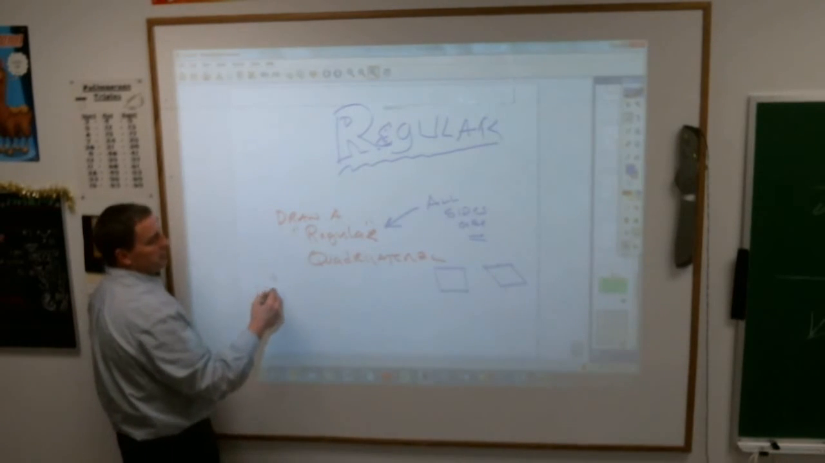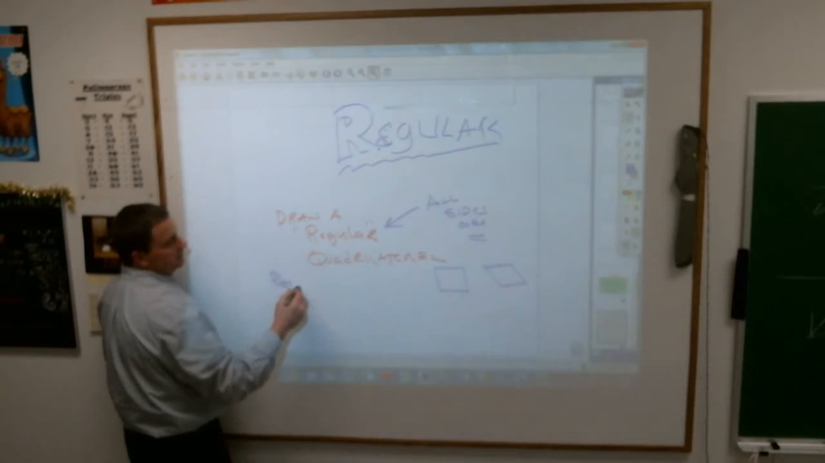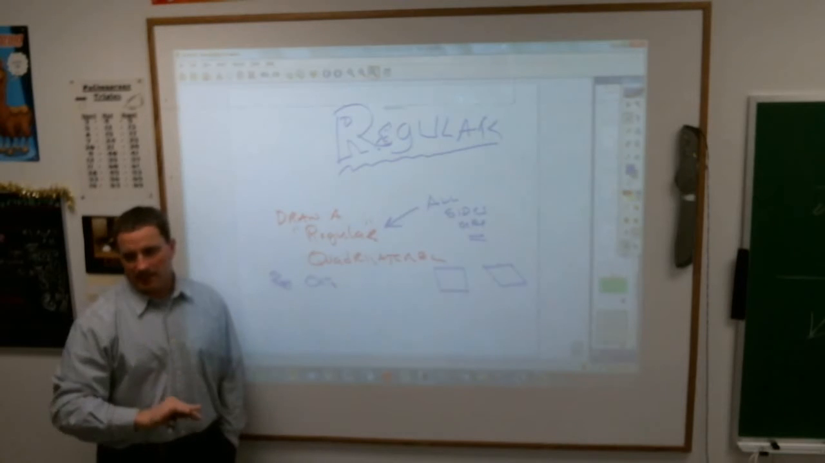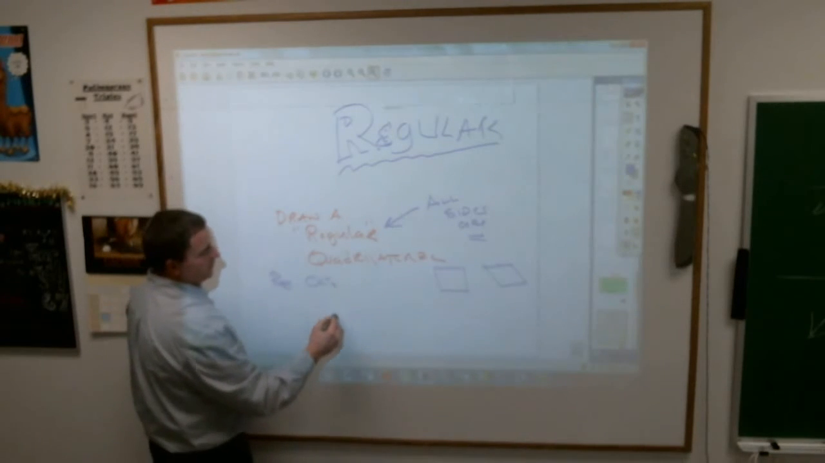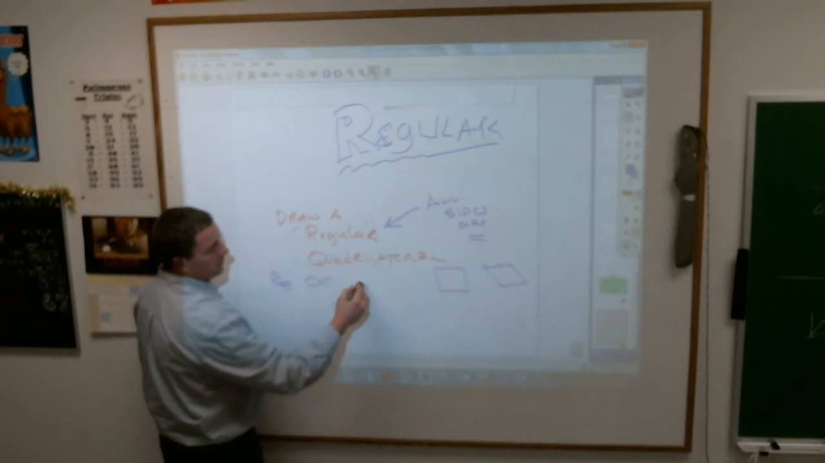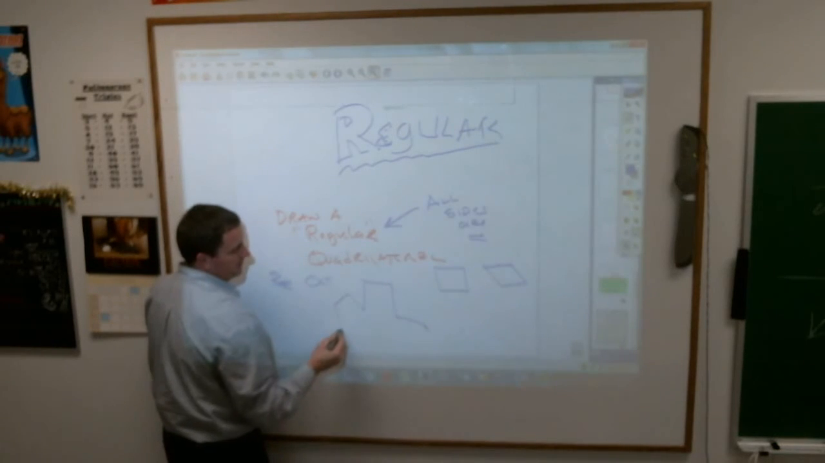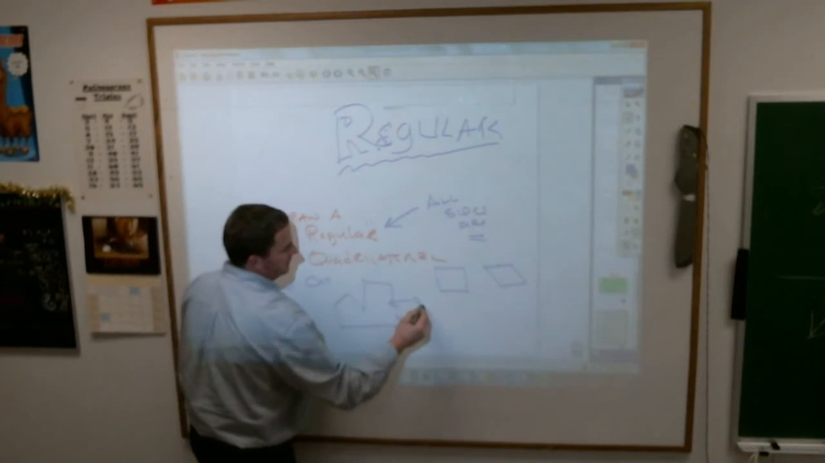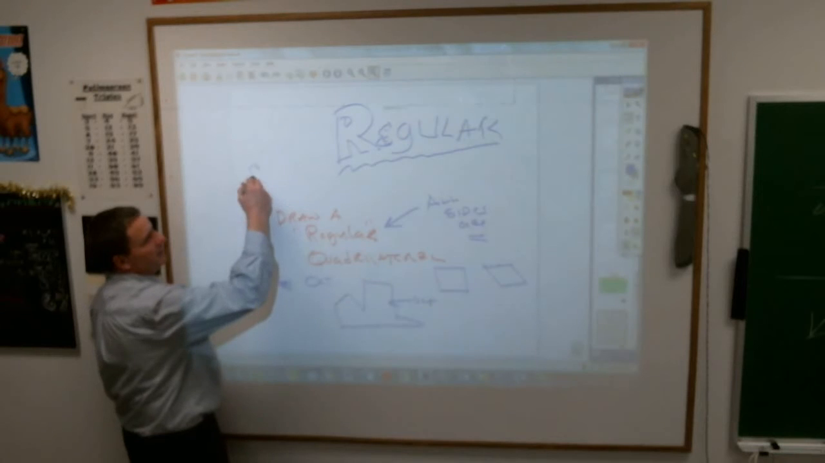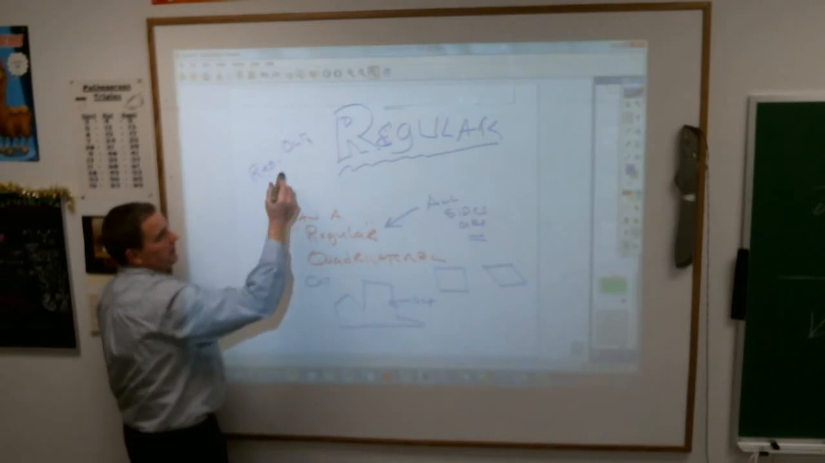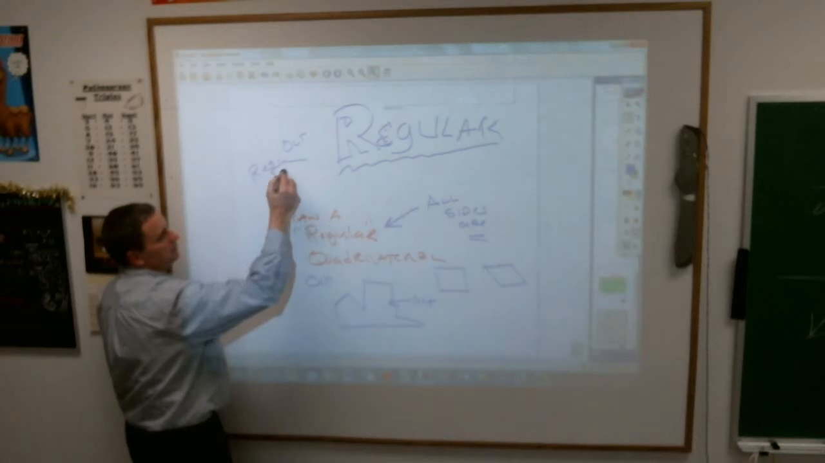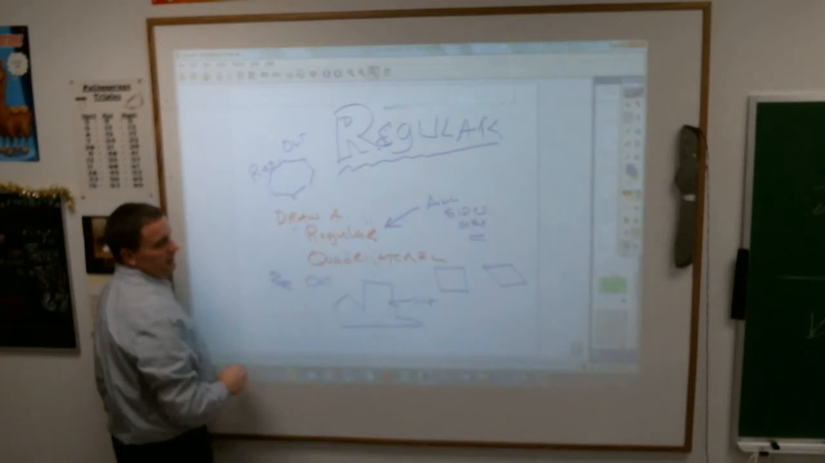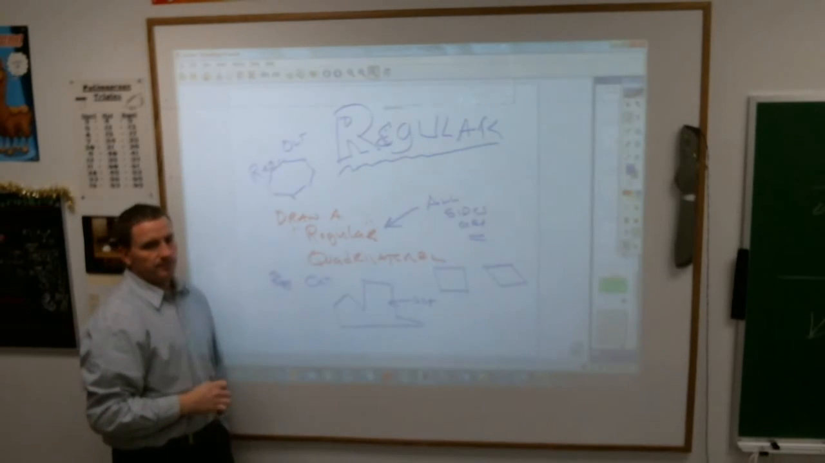But if I just said draw an octagon, that is any shape that has eight sides. So it could look like this. 1, 2, 3, 4, 5, 6, 7, 8. Technically this is an octagon, but usually we think of the regular octagons, which are the stop sign looking things, with all the sides being equal.